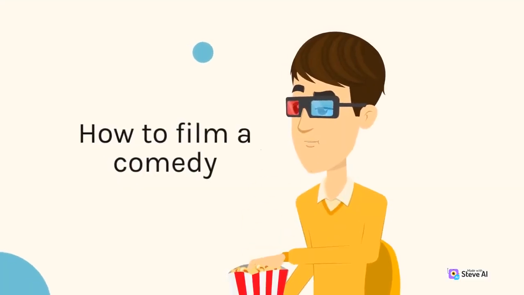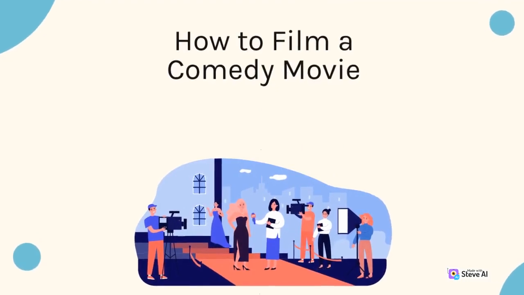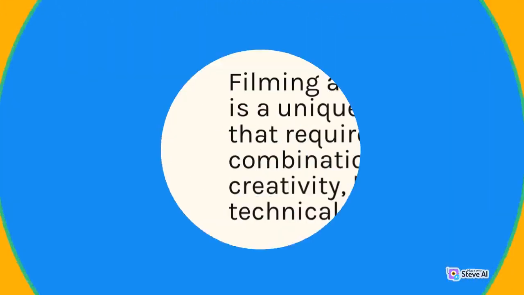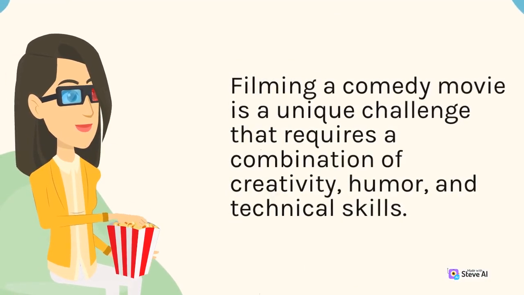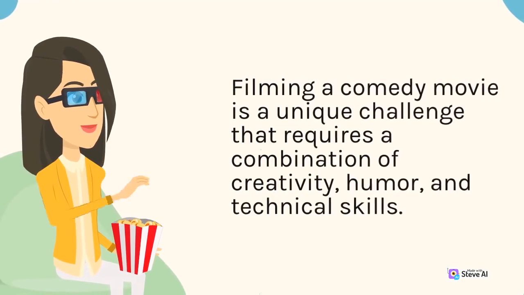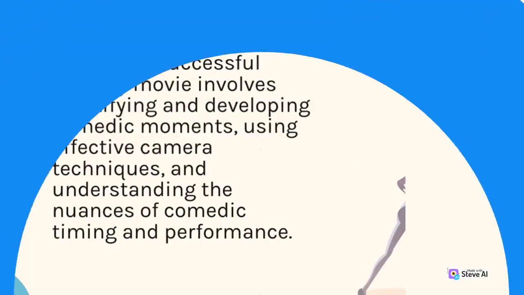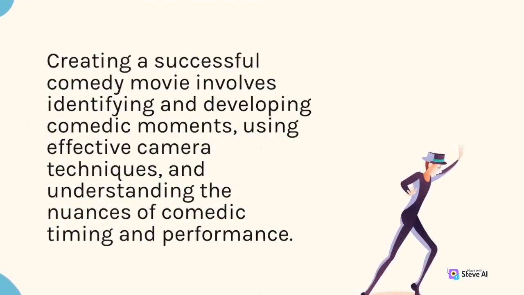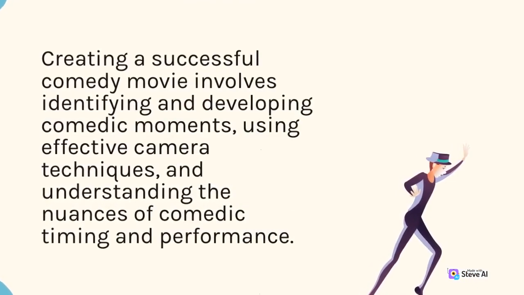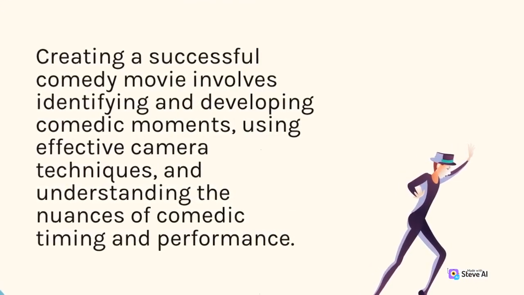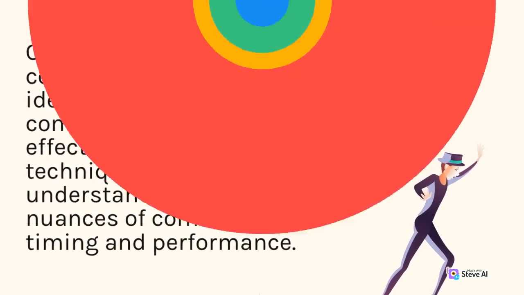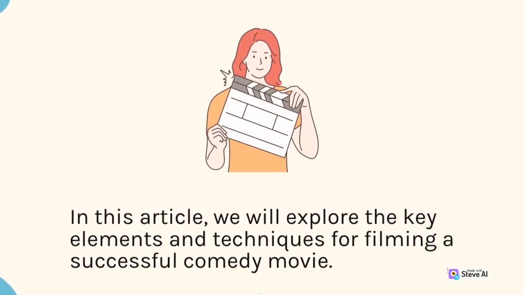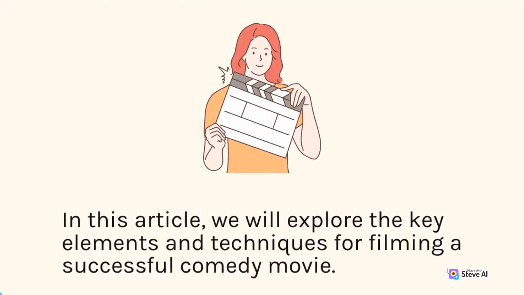How to film a comedy. How to film a comedy movie. Filming a comedy movie is a unique challenge that requires a combination of creativity, humor, and technical skills. Creating a successful comedy movie involves identifying and developing comedic moments, using effective camera techniques, and understanding the nuances of comedic timing and performance. In this article, we will explore the key elements and techniques for filming a successful comedy movie.